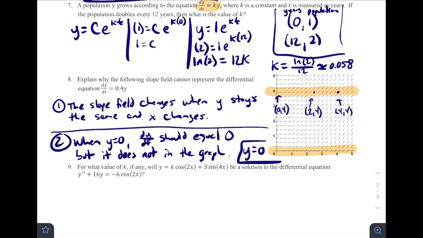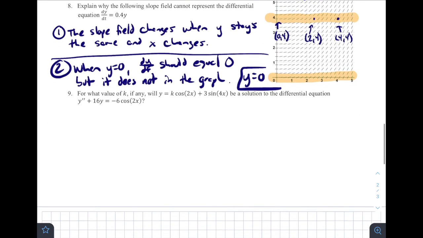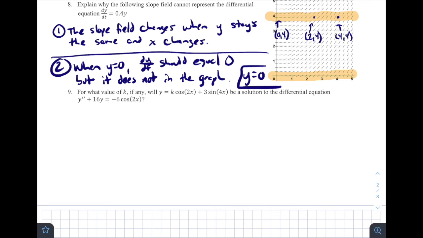Great. So those are two possible solutions. Really, either one is reasonable for this. Let's talk about number 9. For the value of k, if any, will y equals k times cosine of 2x plus 3 times sine of 4x be a solution to the differential equation? Y double prime plus 16y is equal to negative 6 cosine of 2x.